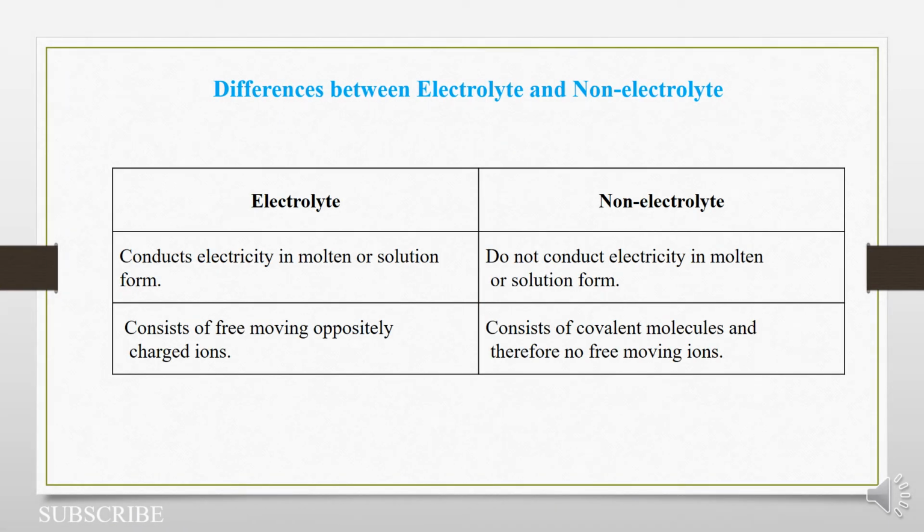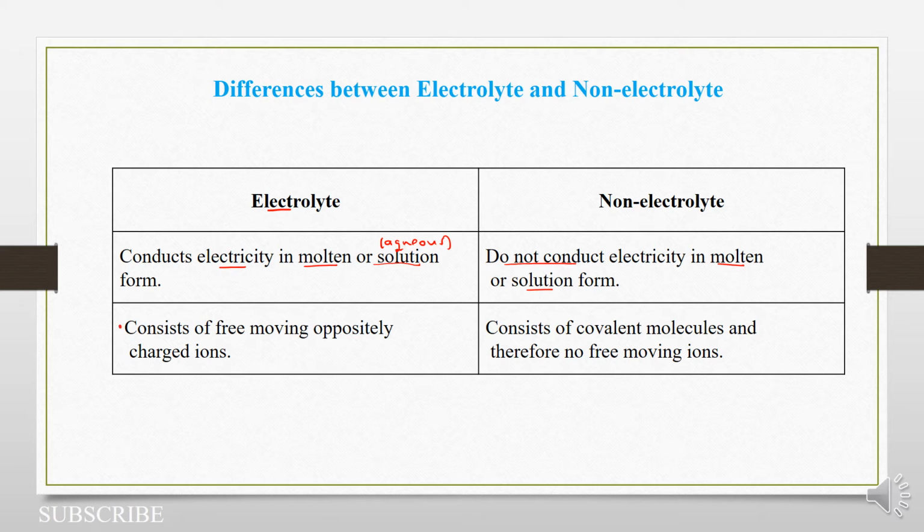So what are the differences between an electrolyte and a non-electrolyte? These will be obvious. An electrolyte conducts electricity in two forms, when it's in molten or aqueous form. Aqueous is the same as solution form, while a non-electrolyte does not conduct electricity in molten and solution form. Neither does it in solid form.